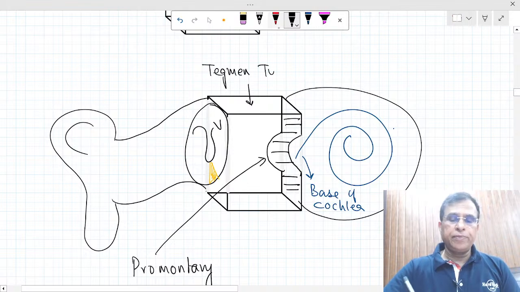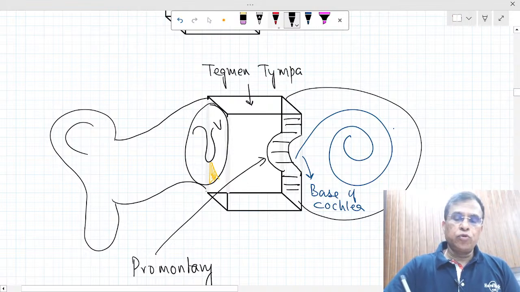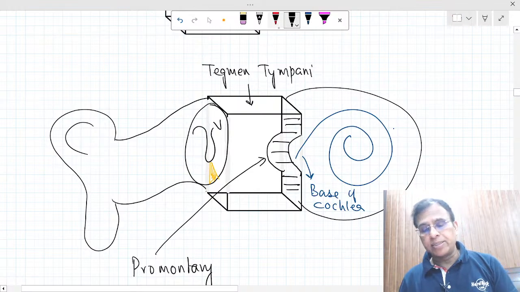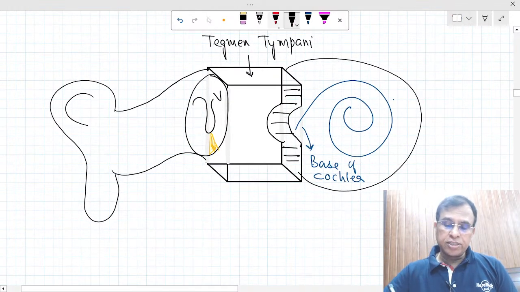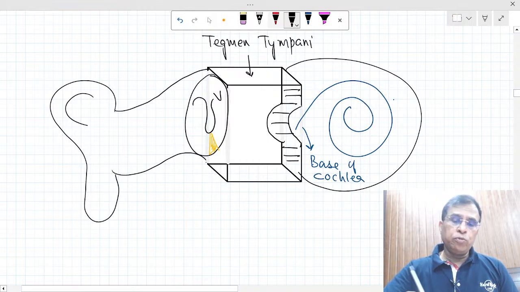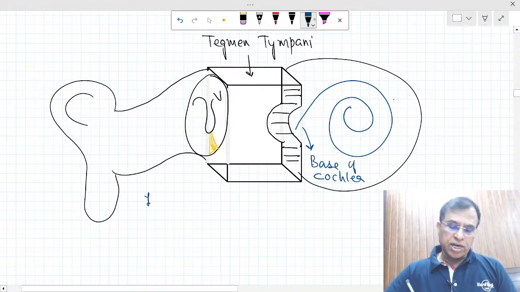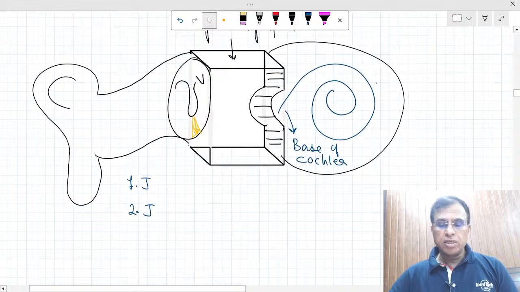Tegmen tympani is the name of the roof of the ear. Only the name is important, nothing else. Okay. And below the floor, this is the floor, below there are two important things, and they both start with J. So I call them two jokers. There are two jokers below the floor.